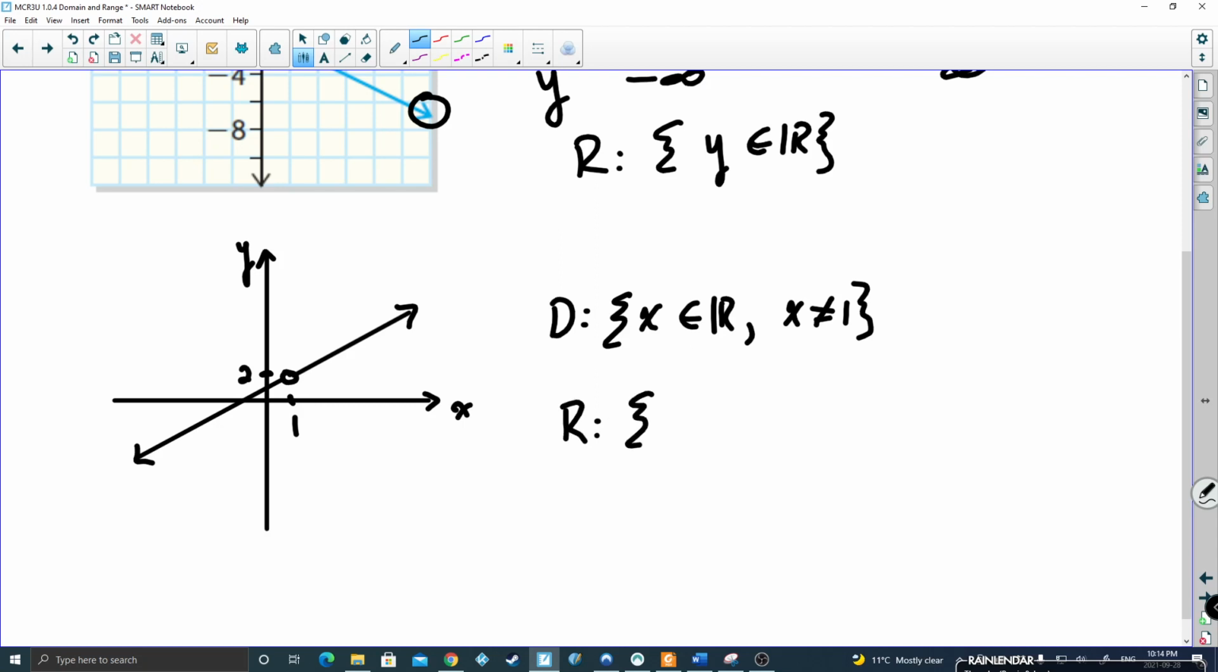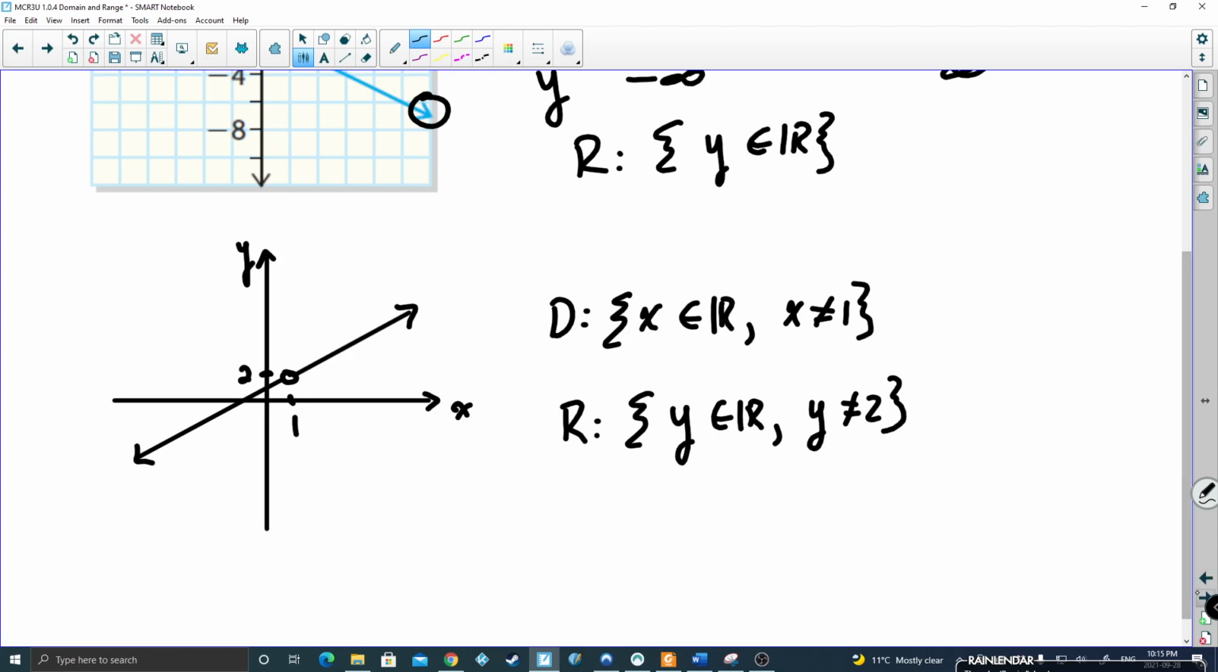For the range, we would do a similar thing. We would say y is an element of R, and we would say y can't be equal to 2 because there is no point at y equals 2. There's an open hole there. It is impossible to show every possibility, but this is going to give you a pretty good start to see how you would talk about these graphs, and we can do more of them in class.